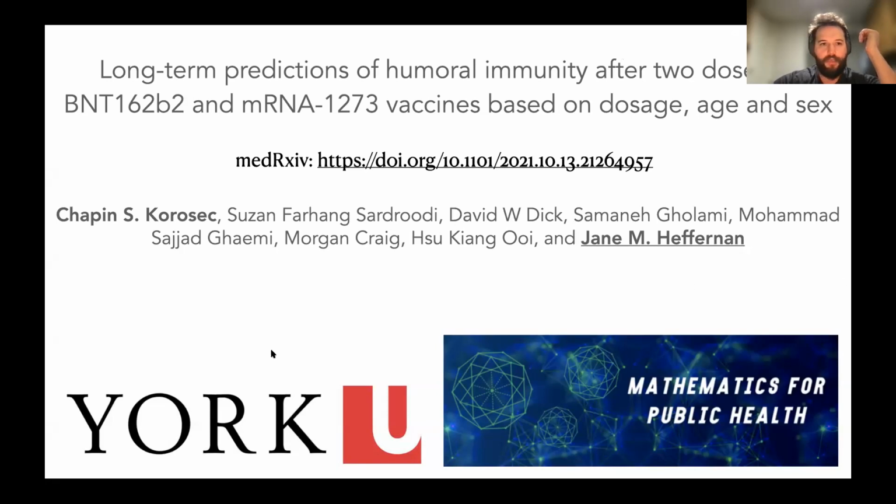That will distract me. So today I'm going to present our work that we have just uploaded to the archive and submitted for peer review 2 weeks ago. It's called Long-Term Predictions of Humoral Immunity After 2 Doses of Pfizer BNT and mRNA-1273 vaccines based on dosage, age, and sex. There's a medRxiv DOI there, and I can provide it in the chat later as well if you're interested. So I'm a postdoctoral fellow in the group of Jane M. Heffernan.